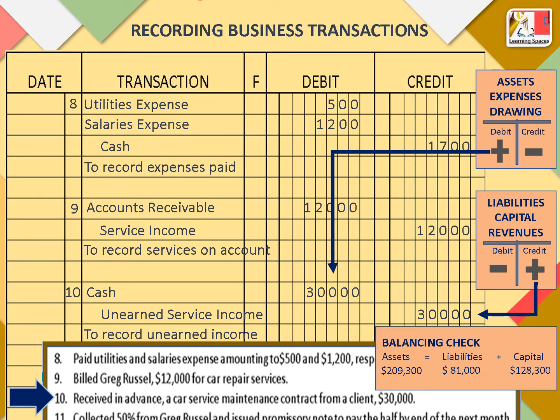Did you see the difference between March 9 versus March 10? In March 9, the service is already rendered or completed. That is why it is recognized as a service income. While in March 10, the service is still to be rendered and not yet completed. Therefore, while cash is already received and recorded, a counter liability is recognized via the account title Unearned Service Income.